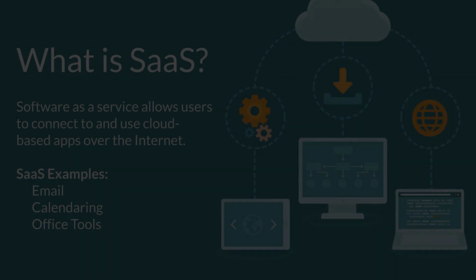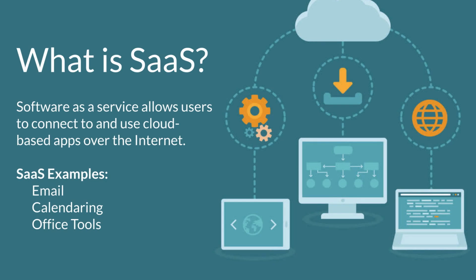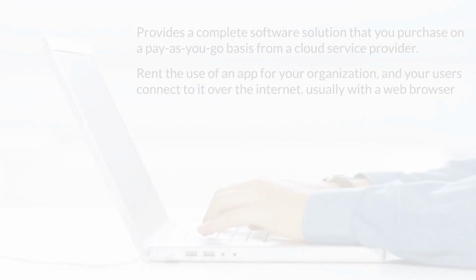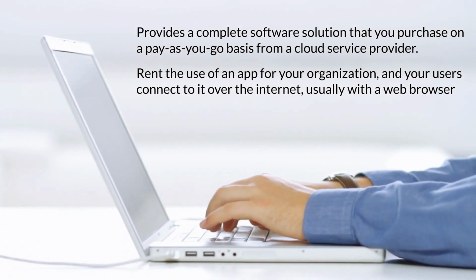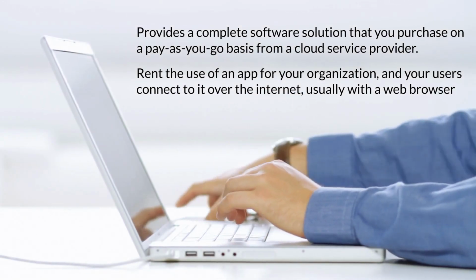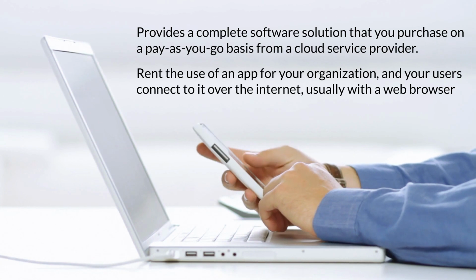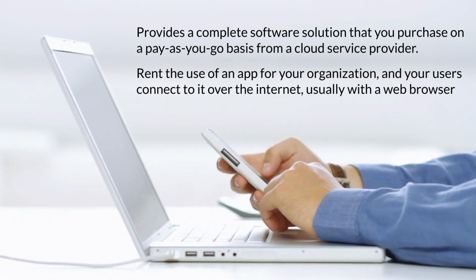Now, Software as a Service, or SaaS, allows users to connect to cloud-based apps over the internet. Common examples of Software as a Service include things like email, calendaring, and tools like Microsoft Office 365. Essentially, what Software as a Service does is provide a complete software solution that you purchase typically on a pay-as-you-go basis from a cloud service provider.